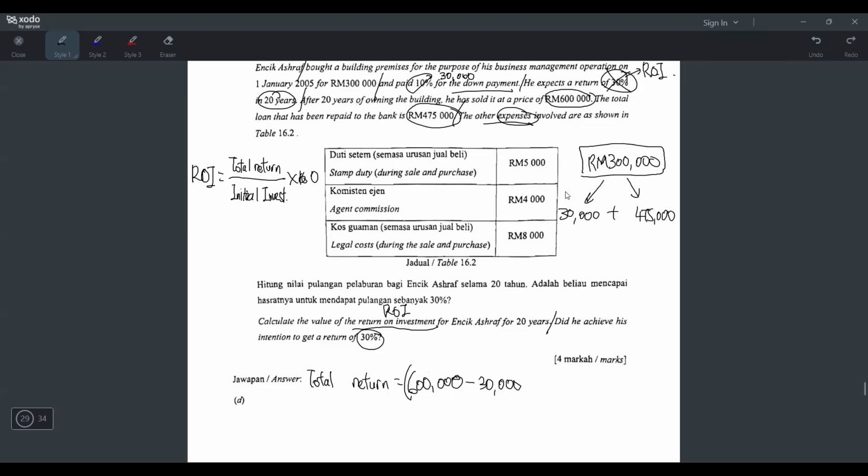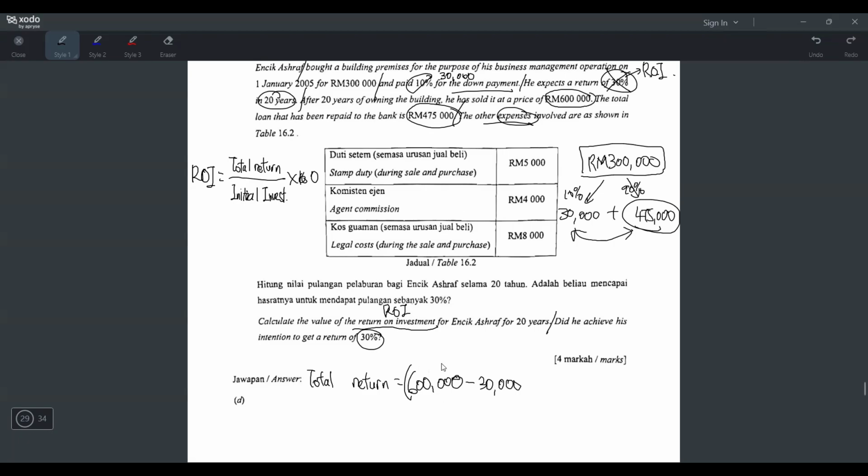Okay, so the price is this, okay? But he paid a down payment of 10%, right? Then the remaining 90%, they borrowed from the bank. And after borrowing, the bank loan is the amount you have to pay, right? But if you take 30,000 plus 475,000, you will not get 300,000. The reason is because there's interest. The 475,000 already has all the interest added, because you borrowed from the bank, right?